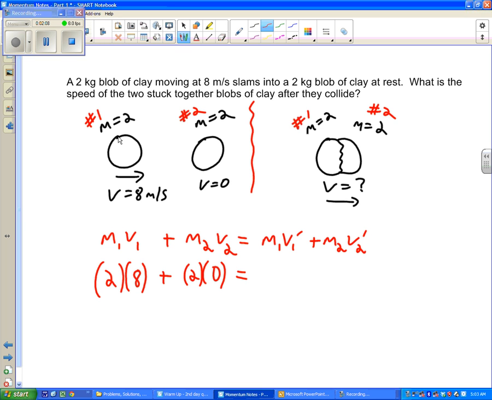On the right side, the after the collision side, blob number 1 has a mass of 2. We do not know how fast it's going. And the second blob, same thing. We don't know how fast it's going. So I can simplify these now. It's just a straight algebra problem. I get 16 plus 0 equals 2v prime plus 2v prime.